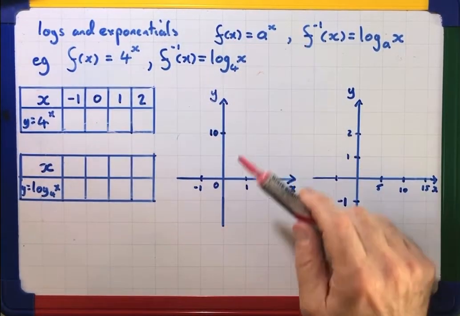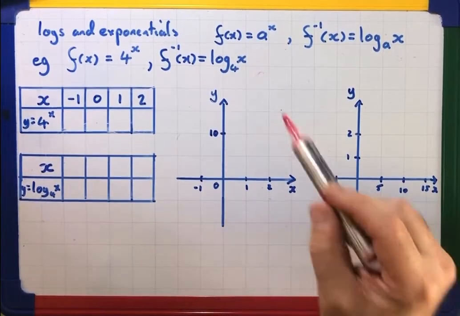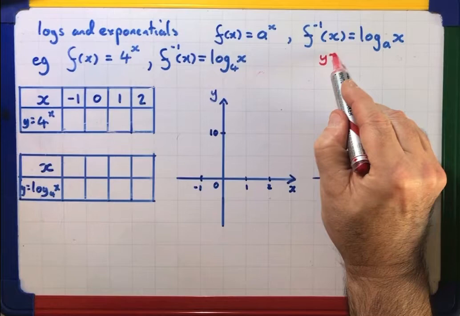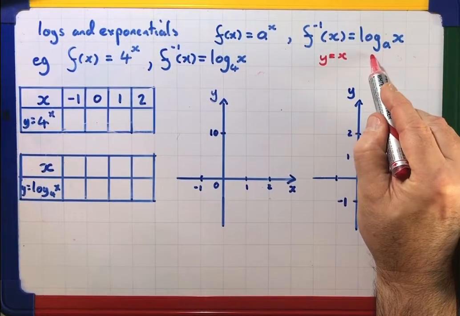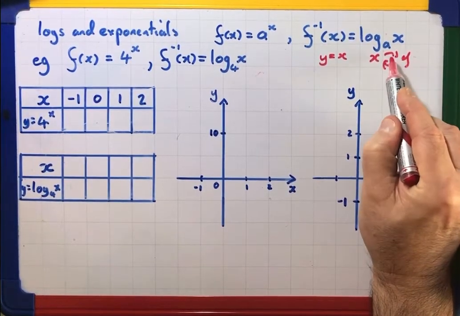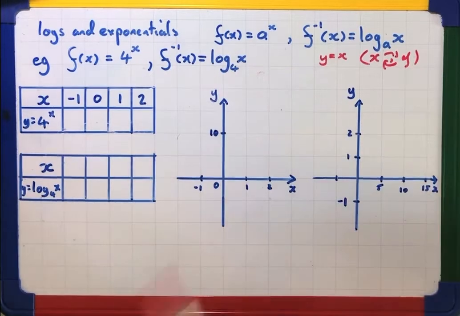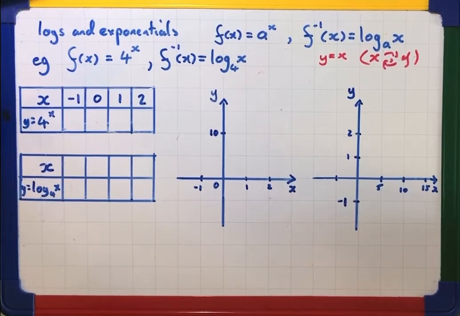I don't know if you remember from functions, but the graphical connection between a function and its inverse is a reflection in the line y equals x. If we reflect in y equals x, which effectively means the x and the y coordinates swap over. So basically, if we want to plot the inverse, we would swap the x and the y coordinates over, because that's what a reflection in y equals x does.